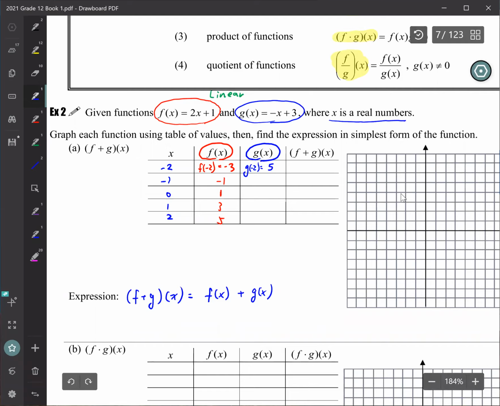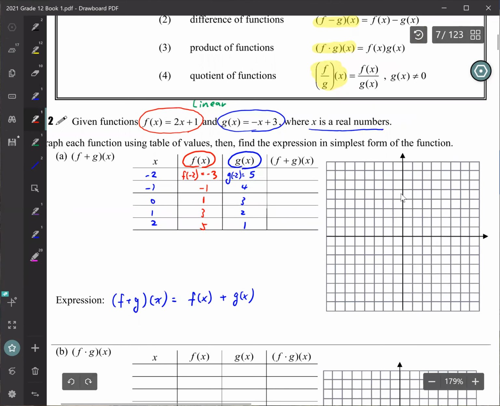Okay, for the g function. CZ, what's your y value for -1? 4, and then 3, yeah, 2, yeah, 1. Yes, okay, perfect. So they both have patterns because they are both linear. So let's graph, put both functions on the grid.